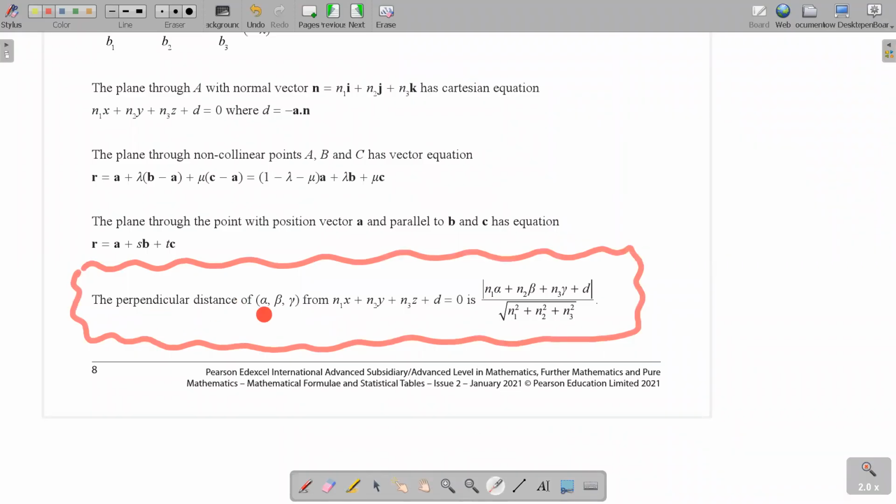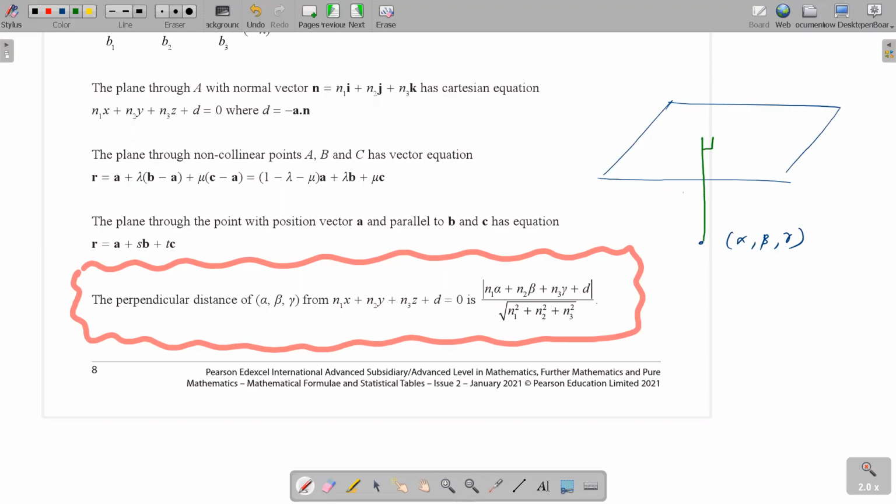The perpendicular distance of alpha, beta, gamma. So this is some point. Okay, so you have your point, not on the plane. That's the thing here. If it's on the plane, there's no distance between the point and the plane. The point is somewhere else, okay? So alpha, beta, gamma is somewhere else. And then the perpendicular distance.